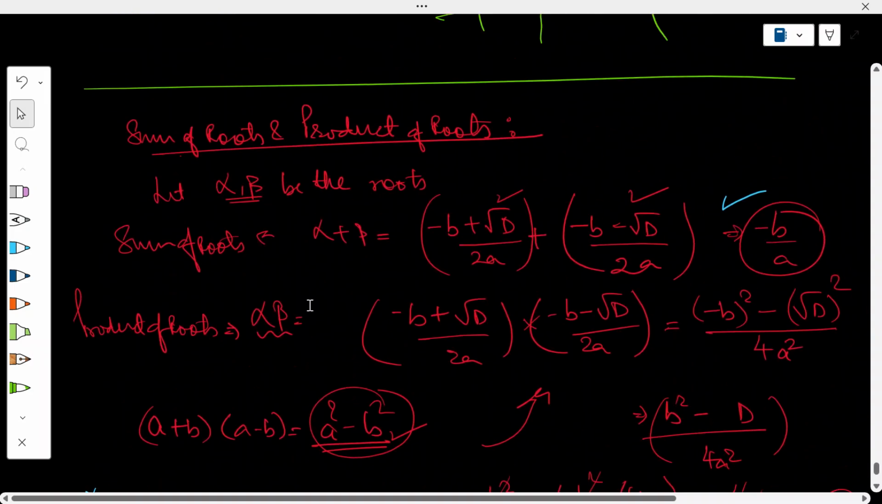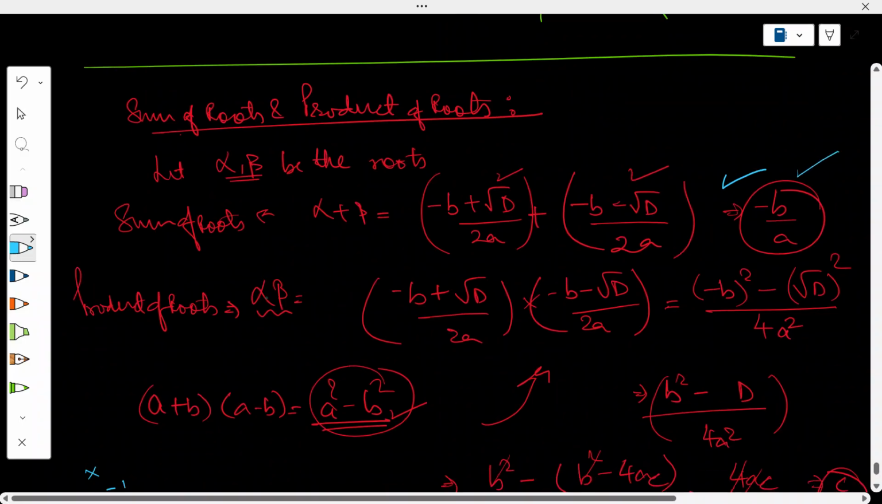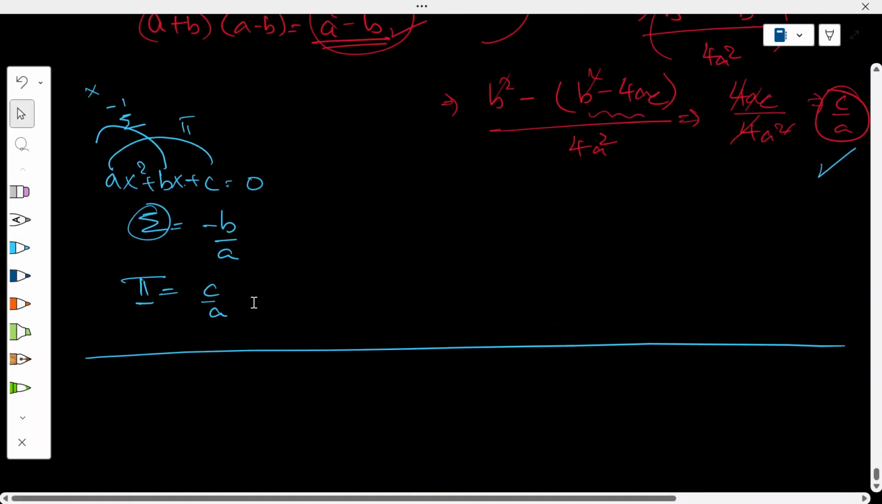Then we tried to find out, if there was an equation ax square plus bx plus c, and let the roots of that equation be alpha and beta, what would be the sum of it? We proved that the sum would be minus b by a, and the product of the roots would be c by a. So this concludes our discussion.